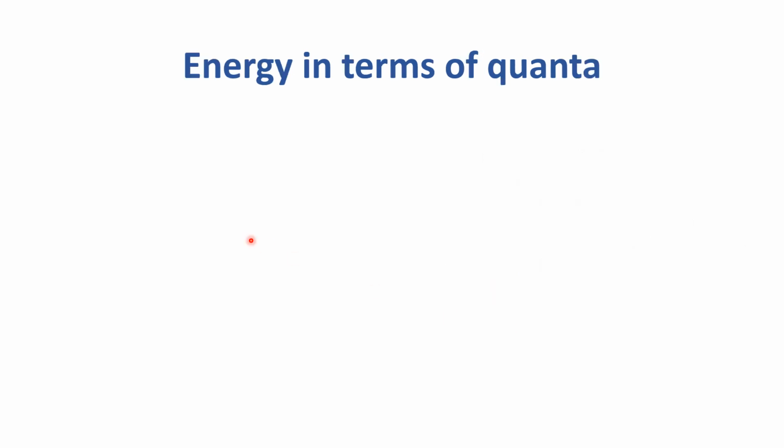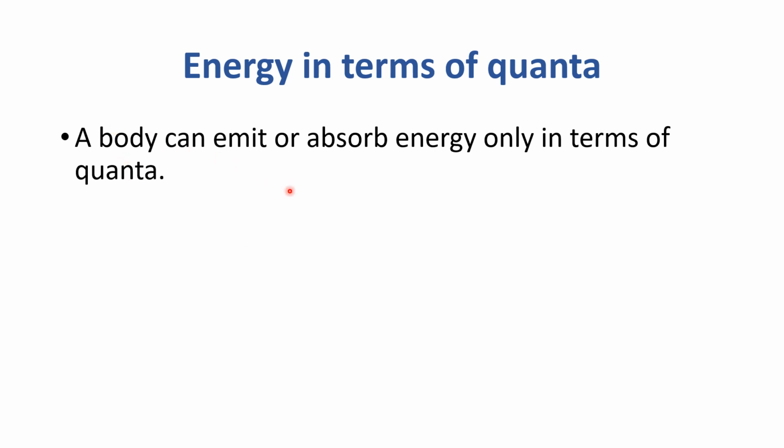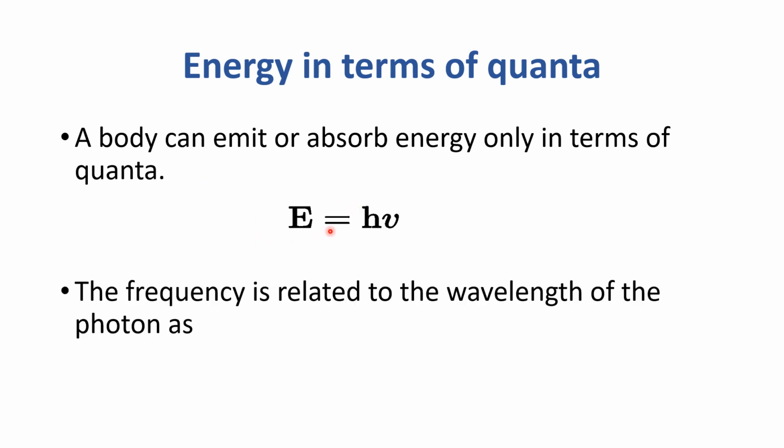Let's see how we define energy in terms of quanta. A body can emit or absorb energy only in terms of quanta. Planck ने कहा कि energy जो है वो सिर्फ और सिर्फ क्वांटा की फॉर्म में इमिट और एब्जॉर्ब हो सकती है. So E equals to hν. The frequency is related to wavelength of the photon, as frequency और wavelength inversely proportional होते हैं. So ν is equal to c over lambda. c is the speed of light and lambda is the wavelength.